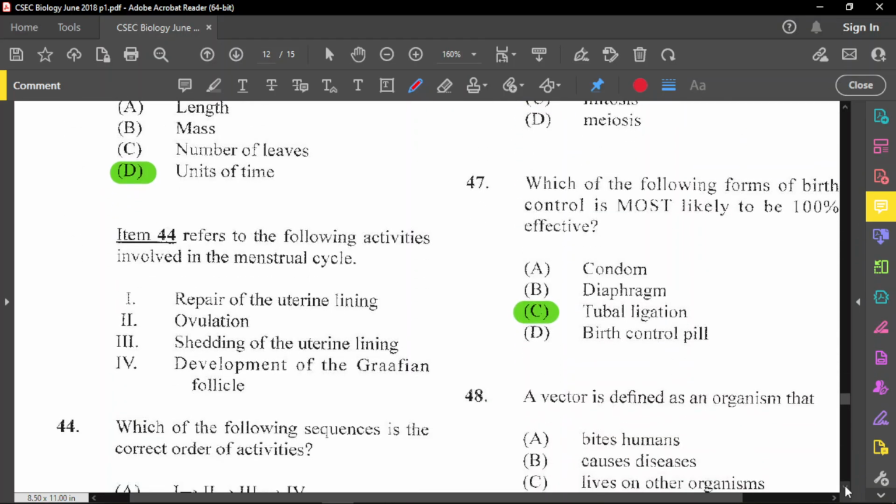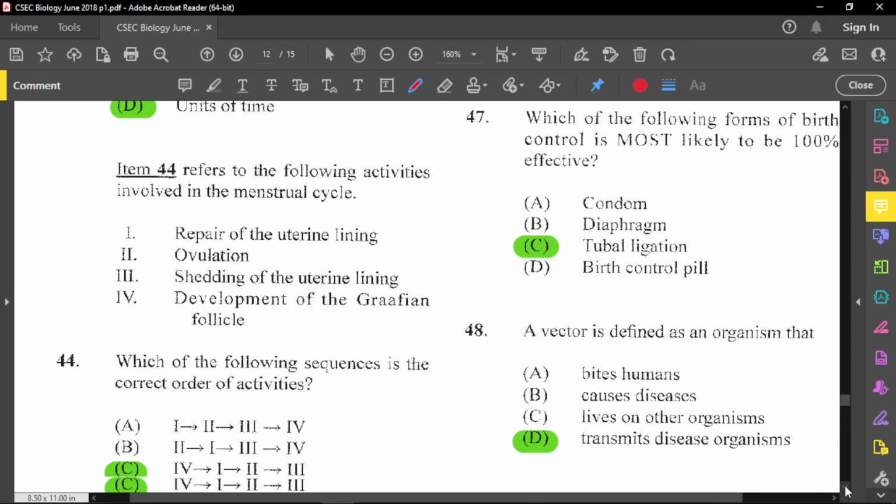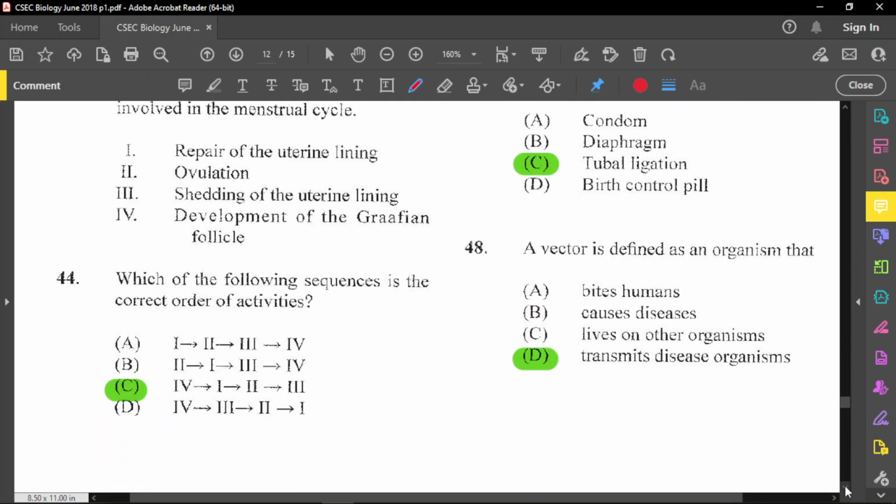All right, and so let's go to 44. 44 refers to the activities involved in the menstrual cycle. And this I repeat as well. It asks which of the following sequences is the correct order of activities, and 44 here is going to be C. You're going to have first the development of the Graafian follicle, and while the Graafian follicle is developing, you're also going to have the repairing of the uterine wall going on at pretty much the same time.